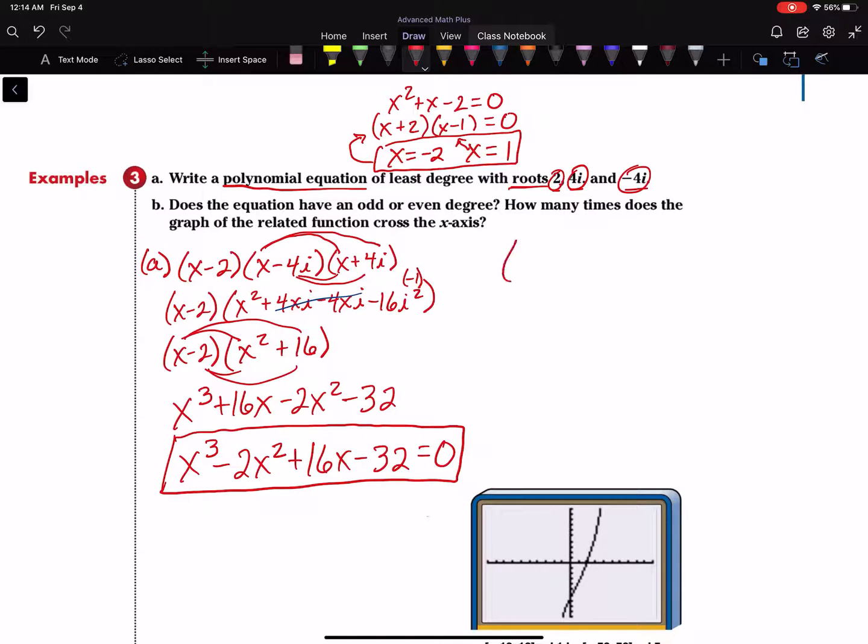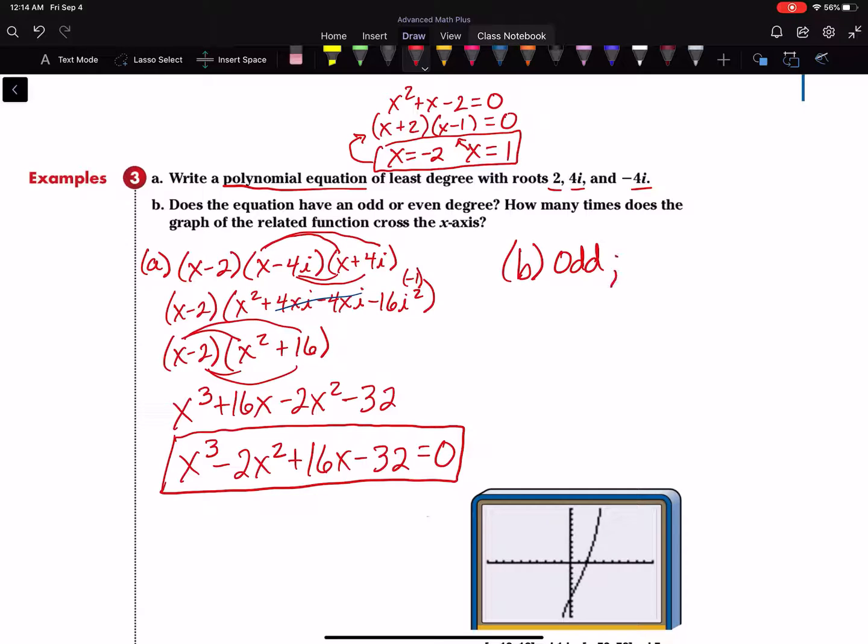Okay. Part B says, does the equation have an odd or even degree? How many times does the graph of the related function cross the x-axis? I could have answered these questions before I even worked all this out, okay? First off, is it odd or even? Well, how many roots did it have? It had 1, 2, 3 roots. Well, that means it's an odd degree.